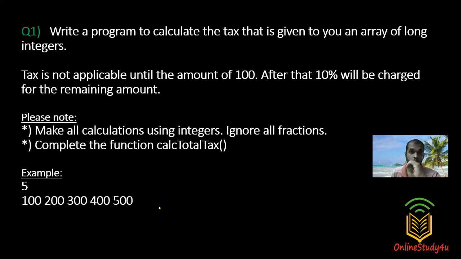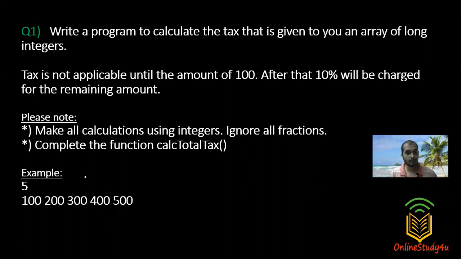The first question in the coding section, the tech test, was a coding question. That is nothing but you have to write a program for this. The question went like this. Write a program to calculate the tax, given an array of long integers. Tax is not applicable until the amount of 100. After that, 10% will be charged for the remaining amount.